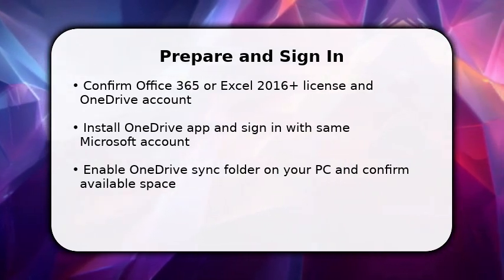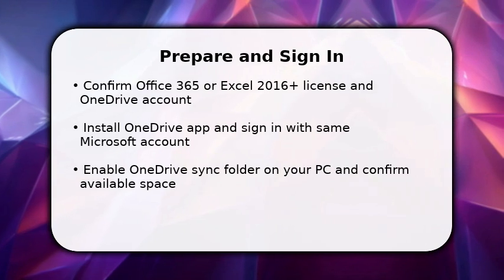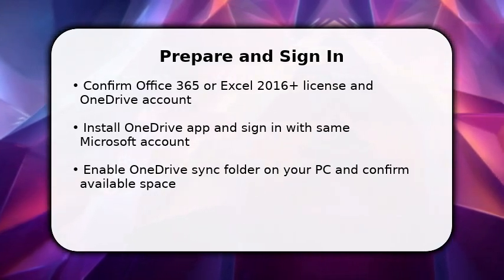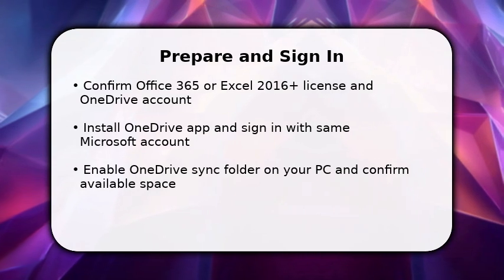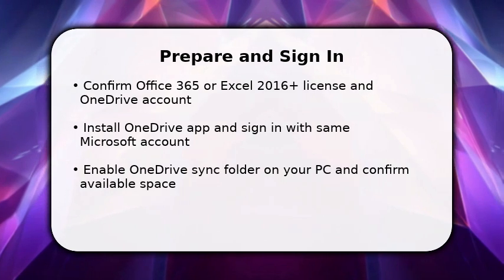Now open Excel, go to File Account and verify the same account is active. After that, save a test workbook to the OneDrive folder. File, Save As, OneDrive. This confirms permissions and initial sync are working before deeper setup.